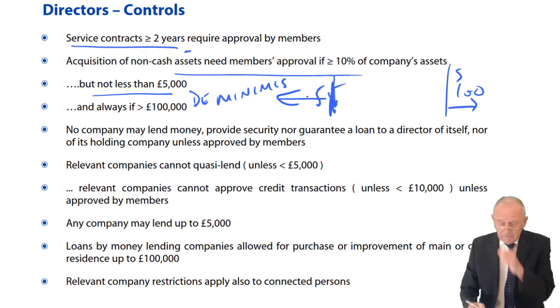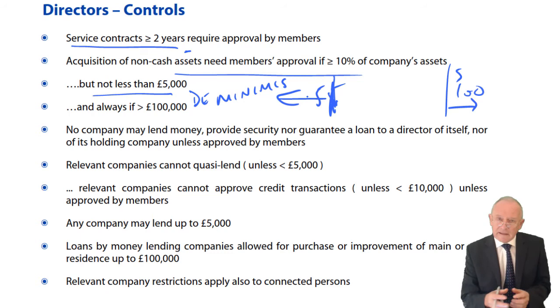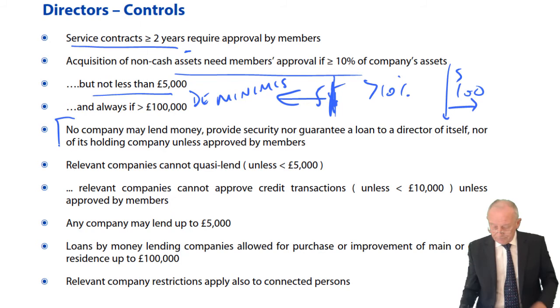Stupid, isn't it? Stupid. So if it's less than 5,000, nobody cares. If it's greater than 100,000, we all care. Otherwise, if it's in the range 5 to 100, is it greater than 10% of the company's assets? Here's something interesting as well. No company may lend money, nor provide security, nor guarantee a loan to a director of itself nor of its holding company, unless it's approved by members.